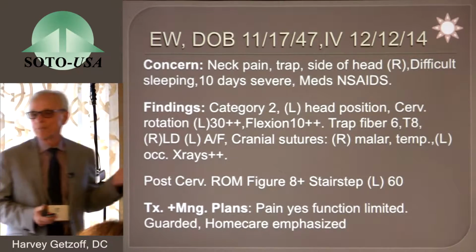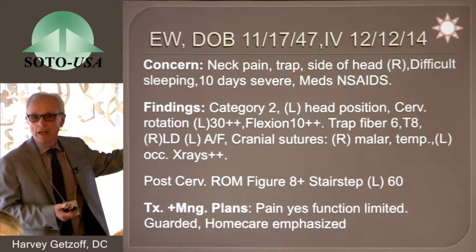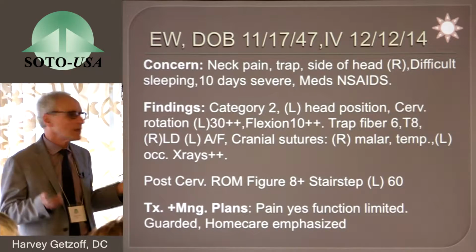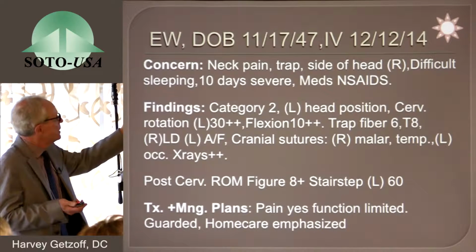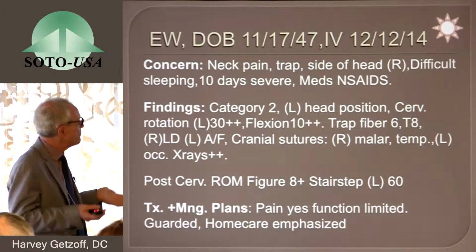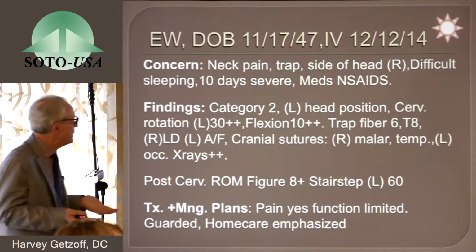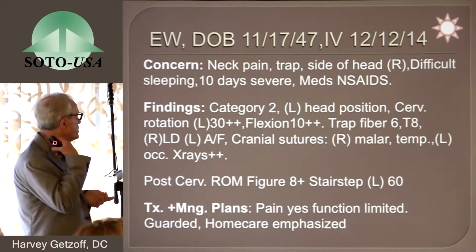Here's an example of what I'm talking about. EW, we'll call her Elaine because that's her name. She has the sunshine over there because she's really a person that lights up the room. She's 67, 68 years old. Her initial visit was 12/12/14. Neck pain, pain on traps, side of the head, all on the right. Difficulty sleeping because of the pain. It's been severe for 10 days, and there are the medications.